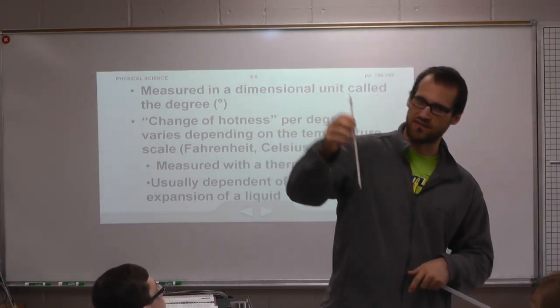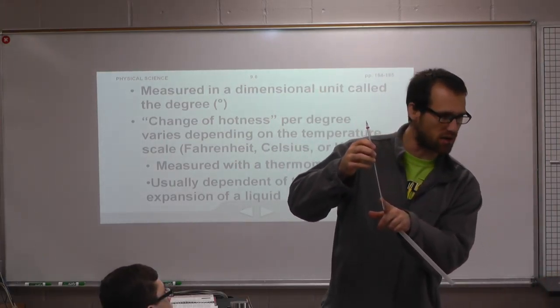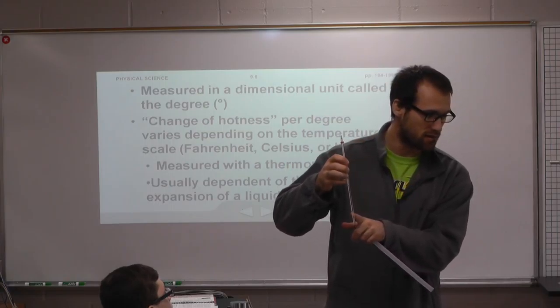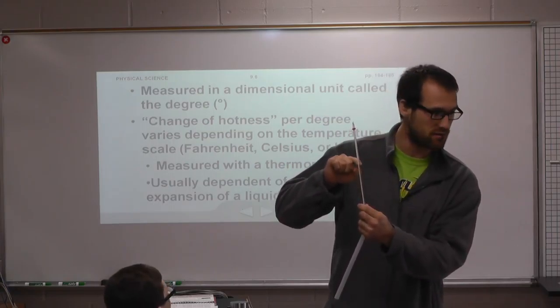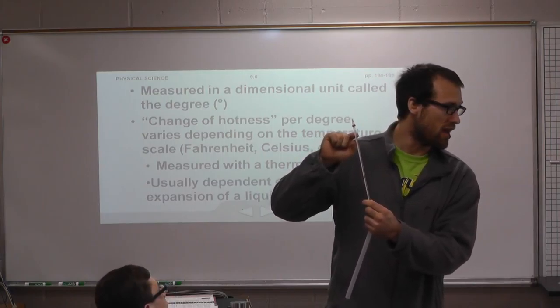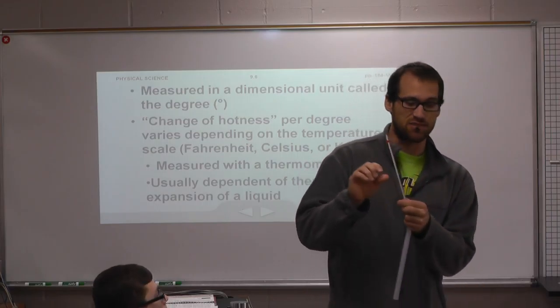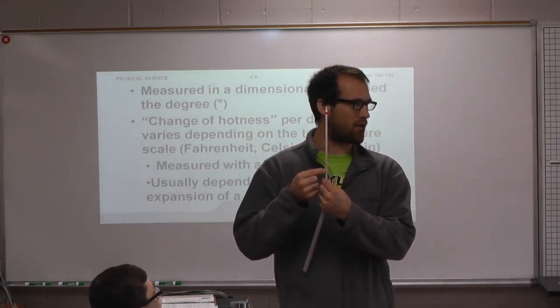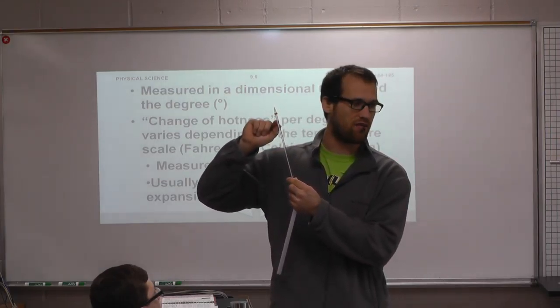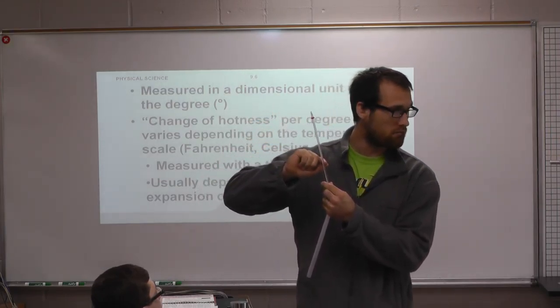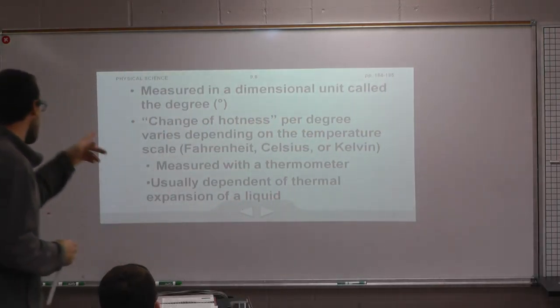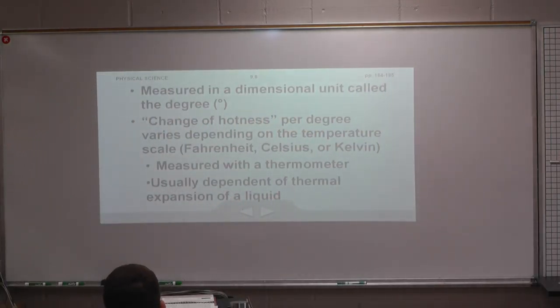So if I put this in something hot, energy gets transferred to the liquid in here. What is that going to do to the liquid? Expand it. And it's going to start rising in the tube, and you're going to see an increase in temperature. They have created these thermometers so that the expansion of whatever substance is in the thermometer matches the scale of the temperature. It's pretty cool. That's how a thermometer works. Those are your three temperature scales: Fahrenheit, Celsius, and Kelvin. You are probably most familiar with Fahrenheit, and Kelvin is probably the most used in science, although Celsius is used a lot throughout the world as well.